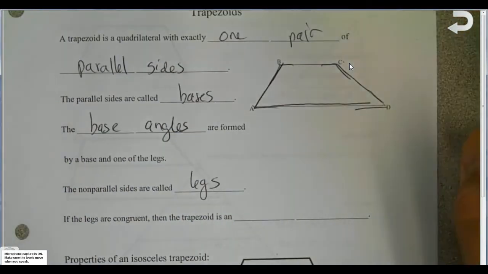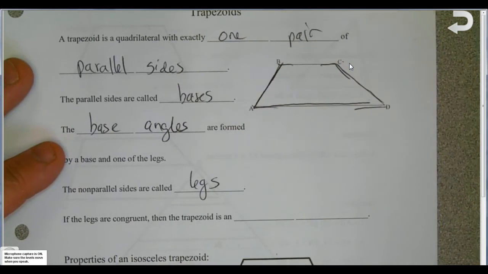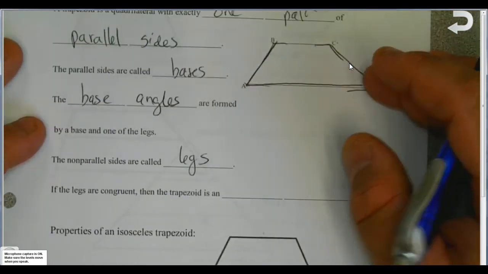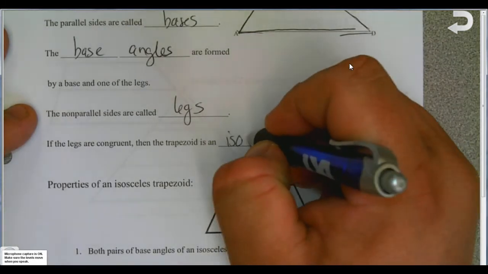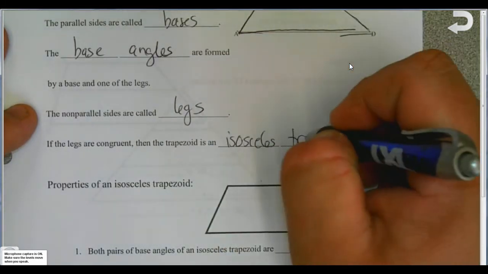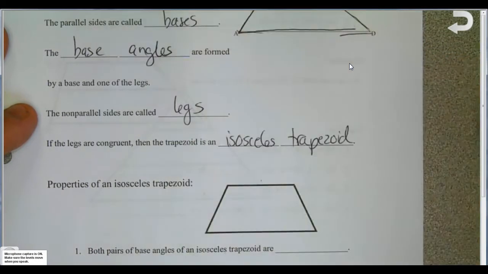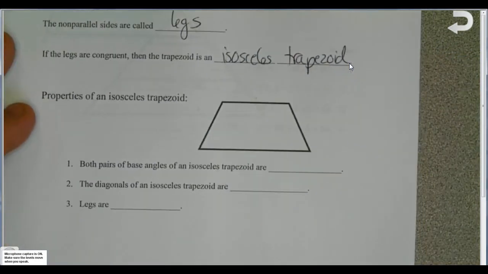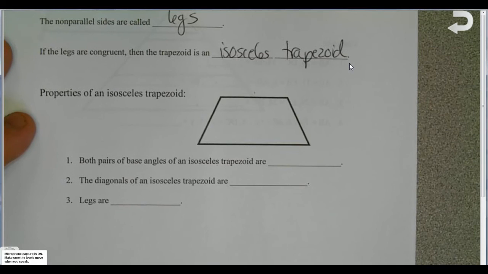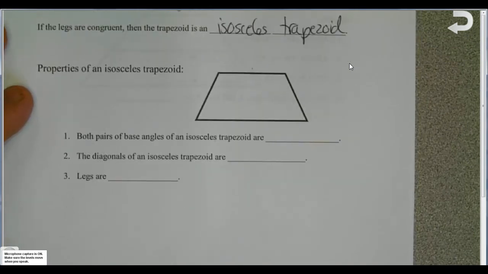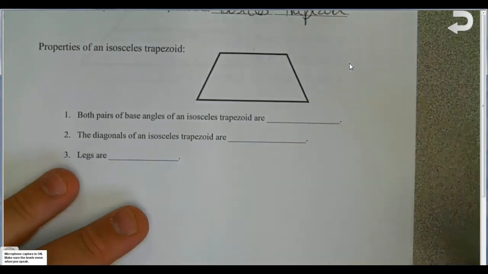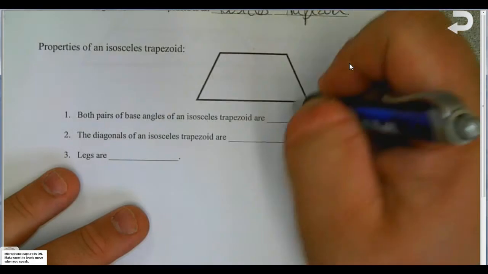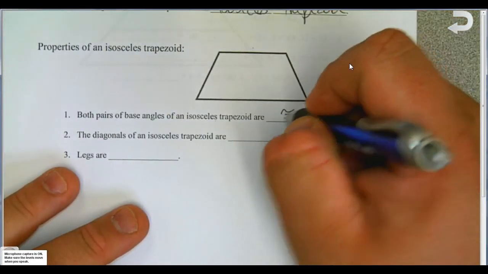We're going to find out that there's lots of different rules depending on what kind of trapezoid you're talking about. But if the legs are congruent, then the trapezoid is called an isosceles trapezoid. An isosceles trapezoid has the most rules, but it's also the easiest to solve for stuff. So if you have an isosceles trapezoid, both pairs of base angles are congruent.